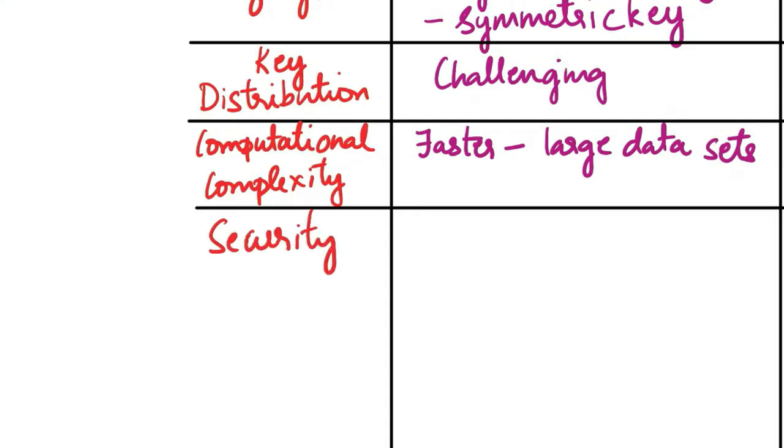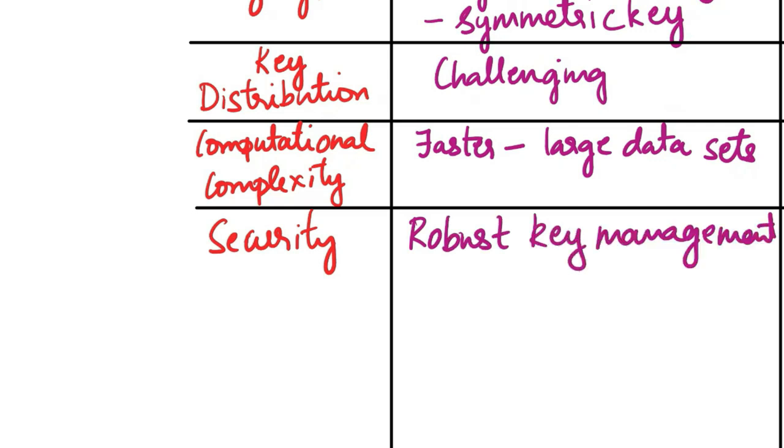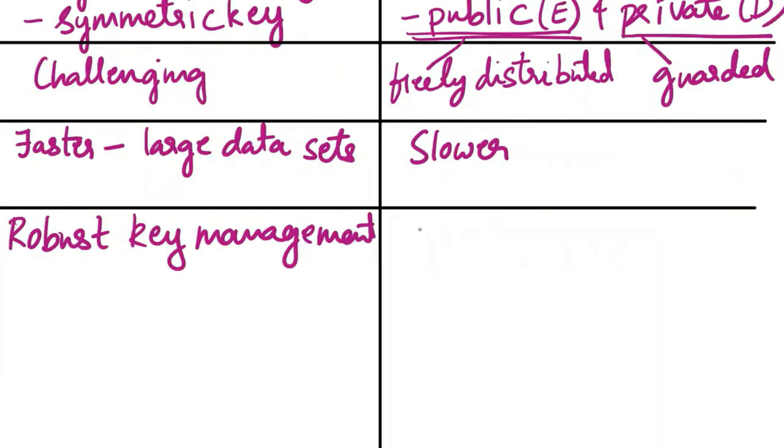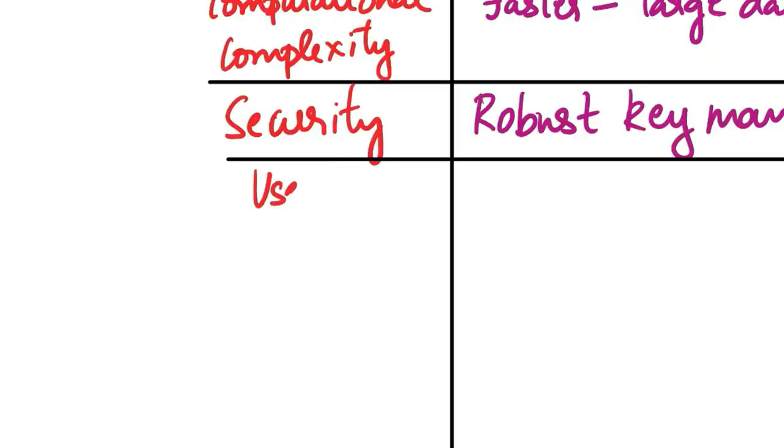Symmetric cryptography requires robust key management because a compromise of the key compromises all data. Security relies heavily on key protection. Asymmetric cryptography offers stronger security as the private key is kept secret, making it resistant to unauthorized decryption even if the public key is known. Next aspect of comparison is use cases.